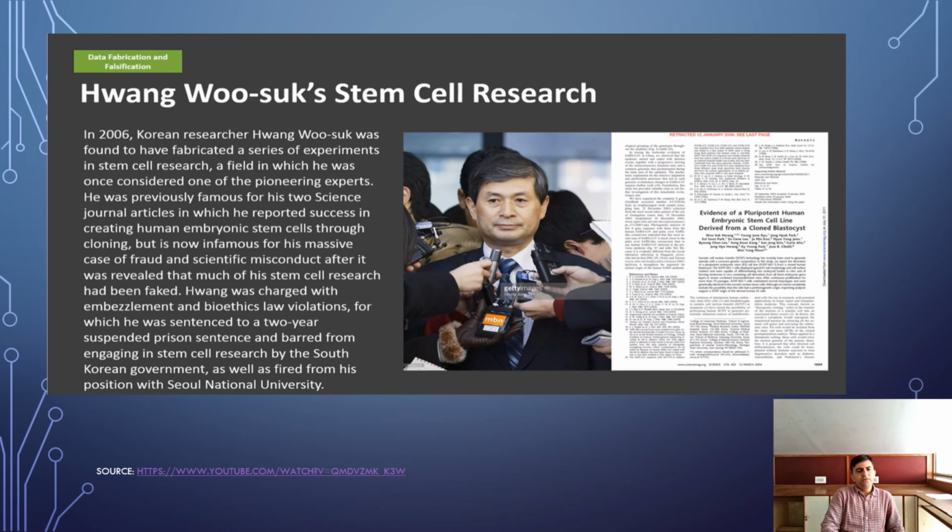This is another case, the Hwang Woo-suk stem cell research. This Korean researcher fabricated a series of experiments on stem cell research, a field in which he was once considered one of the pioneer experts. He was previously famous for his two Science journal articles in which he reported success in creating human embryonic stem cells through cloning, but is now infamous for his massive case of fraud and scientific misconduct. Later on he was fired from Seoul National University, fined, and sent to jail.